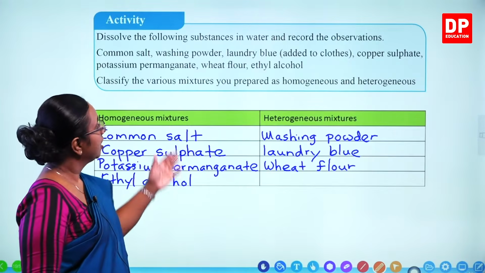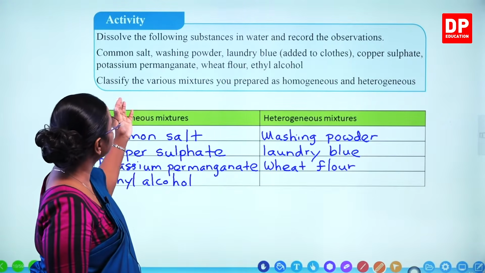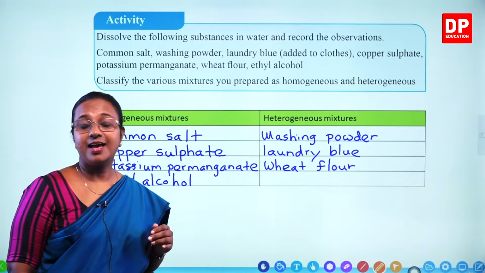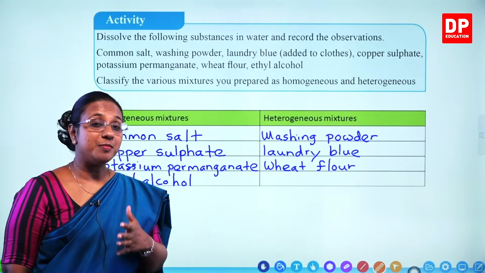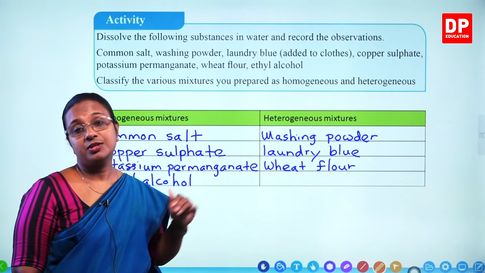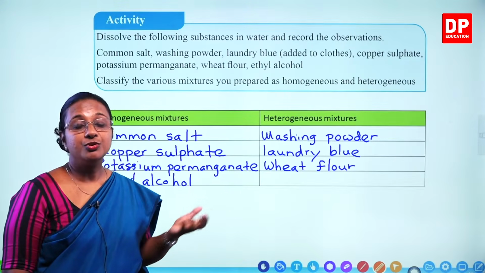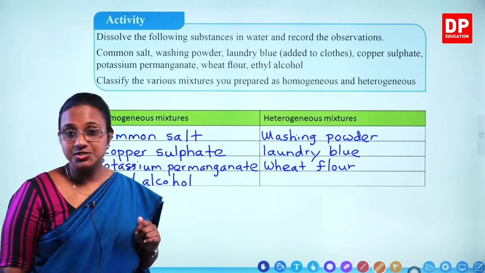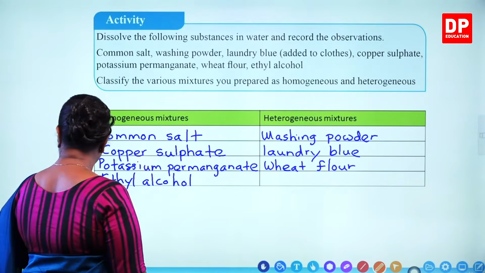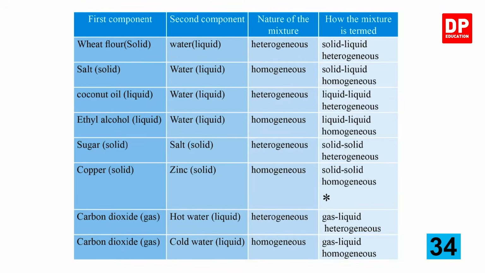Okay. So, now we have classified these mixtures as homogeneous and heterogeneous. I am sure you did it correctly and you know the observations, so you know why they are homogeneous or heterogeneous. Now let us look at some more examples.